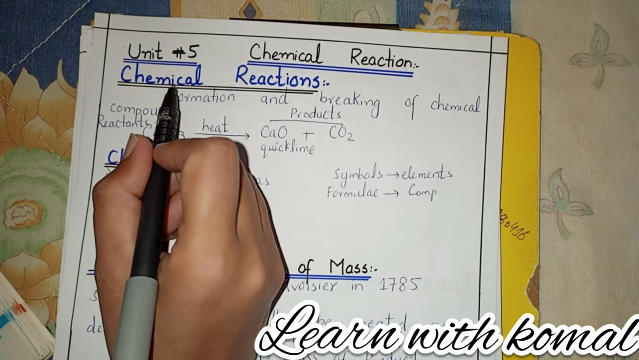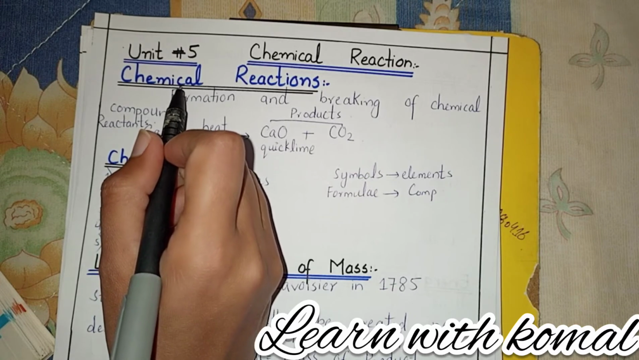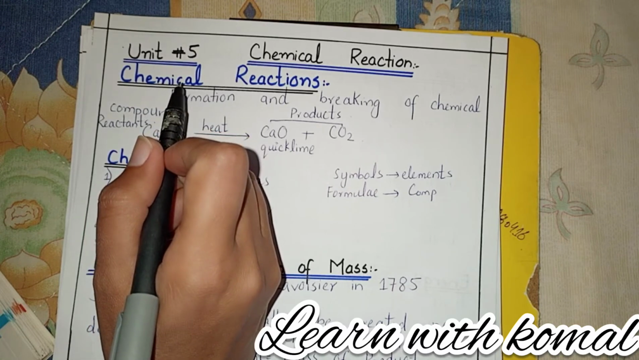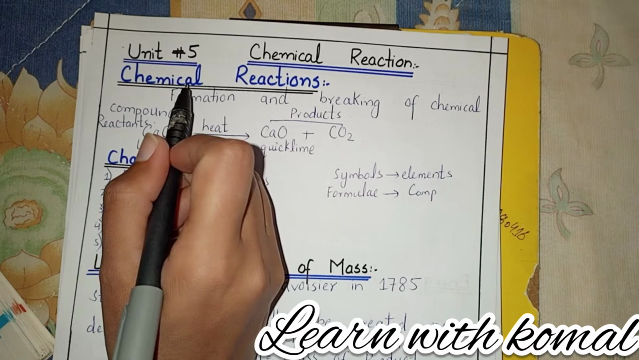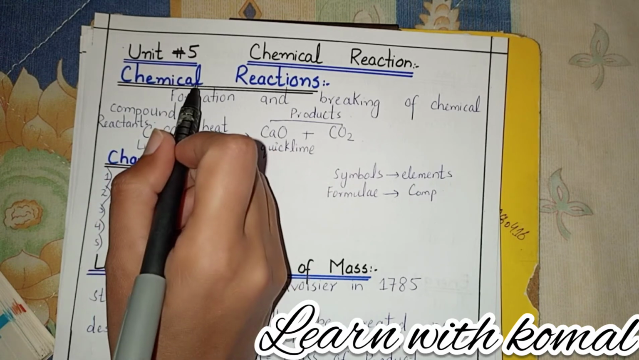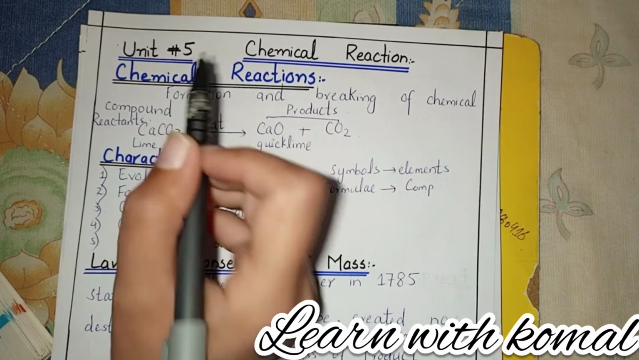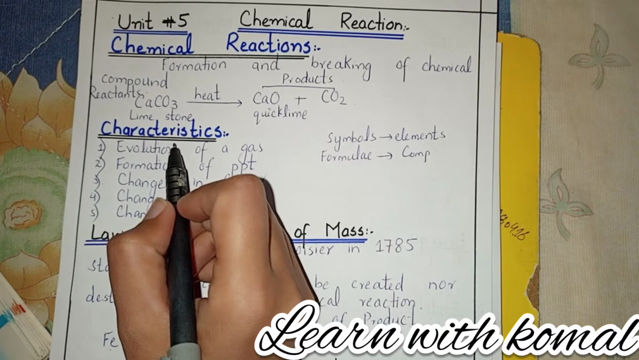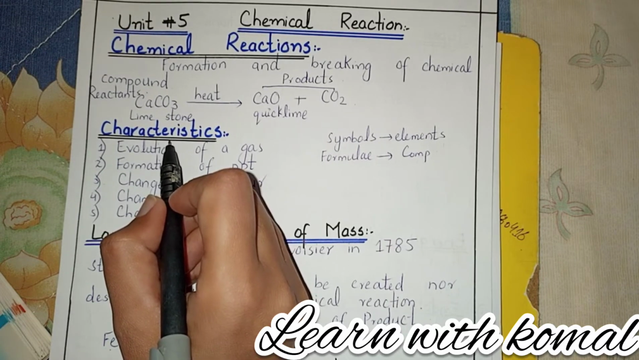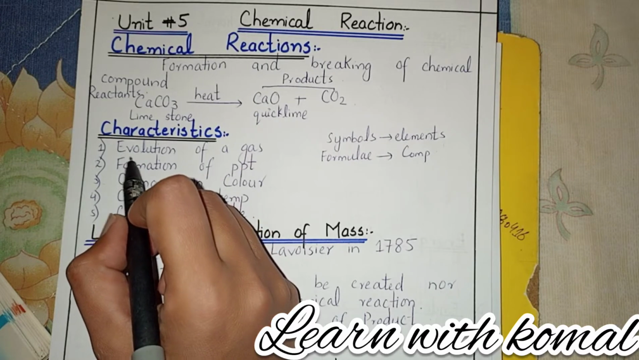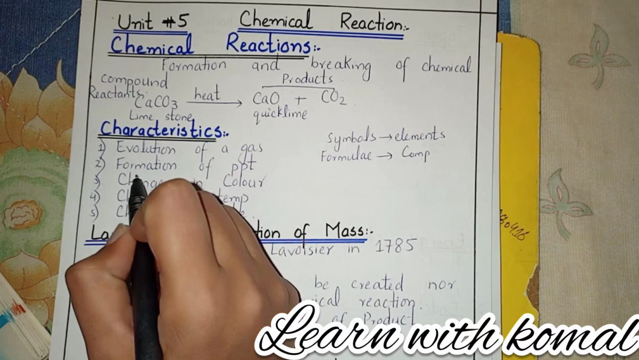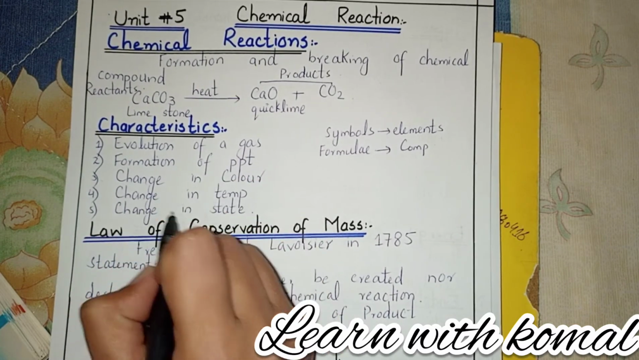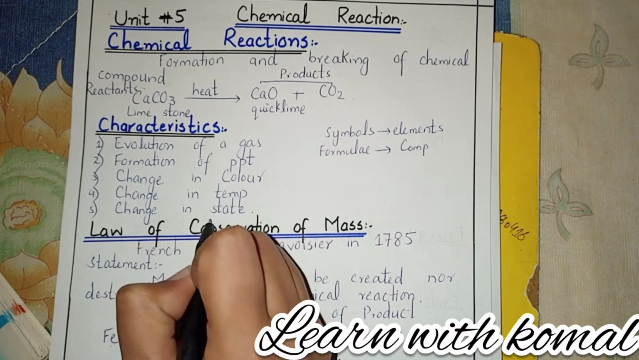So, chemical reactions are involved in many processes, just like digestion, respiration, photosynthesis, and side by side in industries for the manufacture of different synthetic products like glass, cement, fertilizers, etc. Now, the characteristics of chemical reactions, that is, how we will know that a chemical reaction has occurred. A chemical reaction is completed, so, by evolution of a gas, if a gas is released, formation of precipitate, change in color, change in temperature, and change in state.